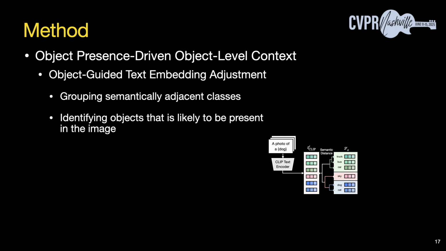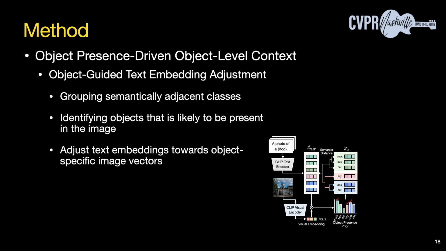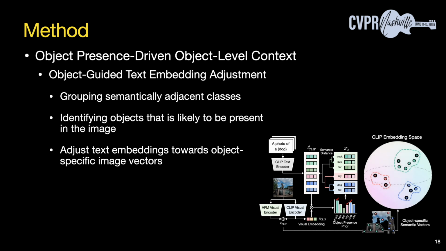We then compute the object presence prior by projecting the CLIP class token into the visual embedding space and computing its dot product with text embeddings, extracting class-wise probabilities. Based on this prior, we select text embeddings from the grouped prompts that are most likely to correspond to objects in the image. Next, we refine the selected text embeddings to better capture object-specific semantics. Patch-wise visual features aligned in CLIP's latent space contain object-specific semantic vectors that can guide the text embeddings.